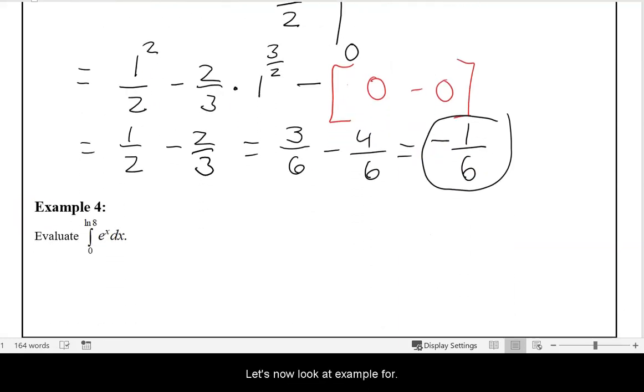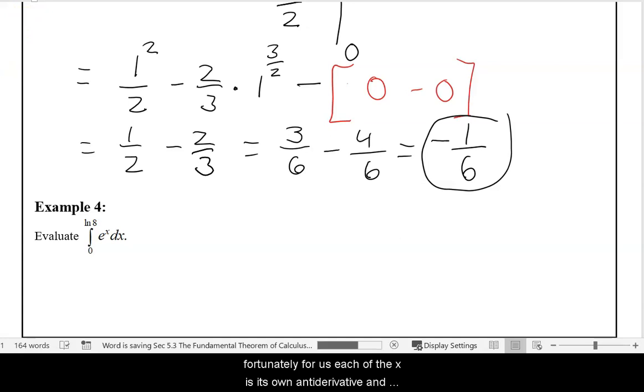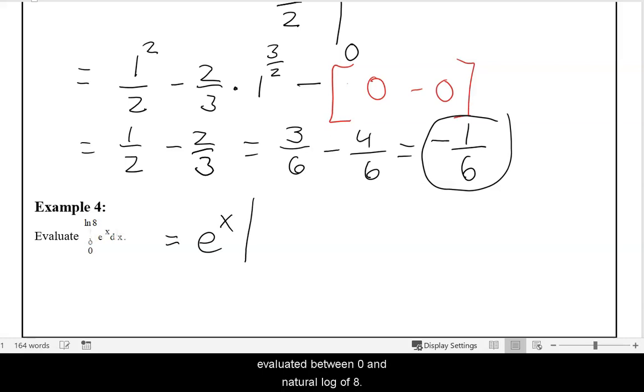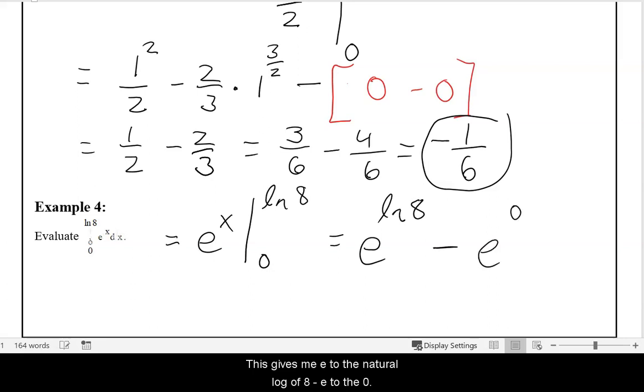Let's now look at example 4. Example 4 involves the exponential function e to the x. We need to find just some antiderivative to e to the x. Fortunately for us, e to the x is its own antiderivative and its own derivative. That means that I can now write this as e to the x evaluated between 0 and natural log of 8. Once I have that written, I can simply plug in the upper limit and lower limit of integration to do the subtraction. This gives me e to the natural log of 8 minus e to the 0.